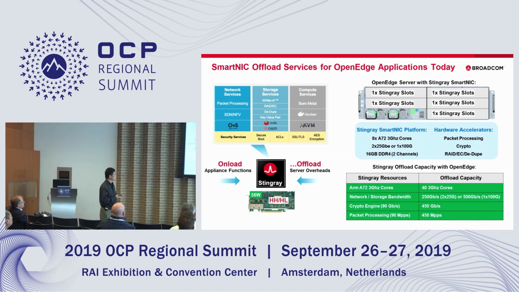Basically, Stingray is also an ARM SoC. It has A72 3 GHz cores, a very capable SoC, so it can offload quite a few things. As examples they have shown, you can do packet processing, crypto, RAID, EC or dedupe, a lot of functionality that you can offload. It can also provide network services, storage services, and compute services. And it fits right into that OpenEDGE server as the SmartNIC as well.